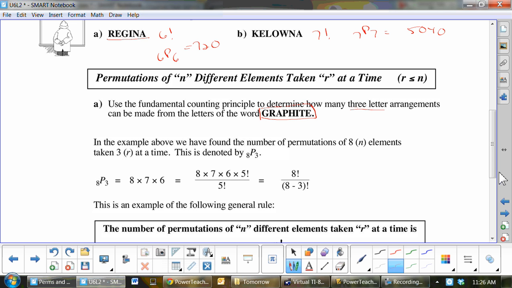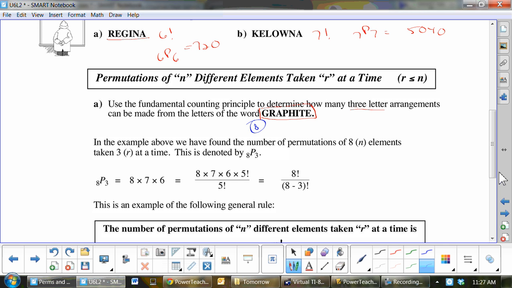Now, always count, first of all, how many letters you're dealing with. How many is that? 8. And I'm making 3-letter arrangements. Now, to me, I would use the fundamental counting principle for this. You're not going to see the fundamental counting principle done in every question in your book when you do perms. And it only works for permutations. Fundamental counting principle does not work for combinations. But that's a later story.